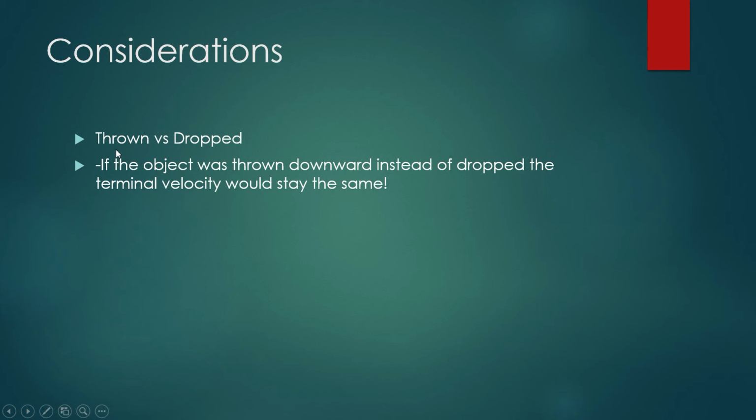So, finally, there is one consideration to take into account: the thrown versus dropped time. If the object was thrown downward instead of dropped, the terminal velocity actually would stay the same. If there was enough time for us to actually see the object falling, we could see that the terminal velocities would be the same, because the mass does not factor into it. The initial velocity does not factor into it. It just matters about the actual object, and the drag force that's occurring on it.